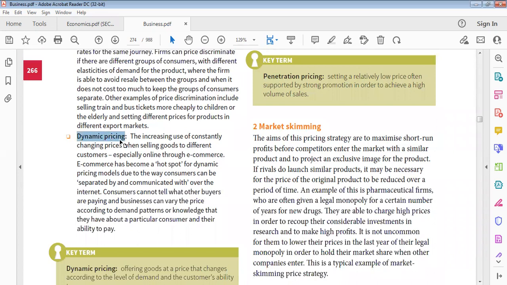So next we have dynamic pricing. So what is dynamic pricing? Dynamic pricing is when you can change the price anytime, very frequently, based on the customer's need. And it is often used in e-commerce. For example, let's say you bought a football from Amazon.